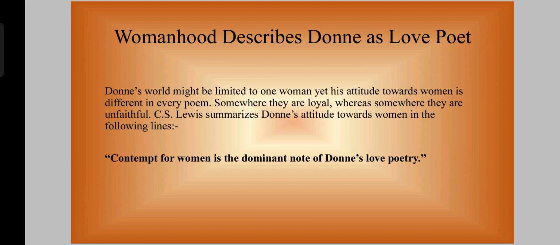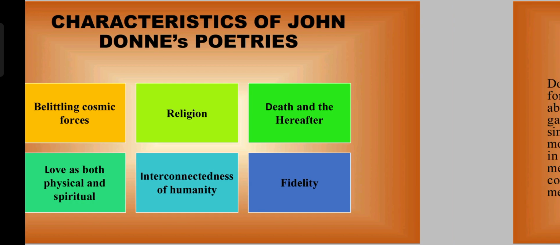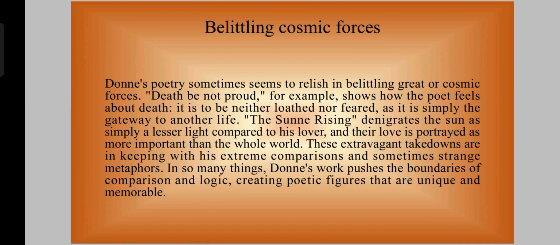Donne's world might be limited to one woman, yet his attitude towards women is different in every poem. Somewhere they are loyal, whereas somewhere they are unfaithful. C.S. Lewis summarizes Donne's attitude towards women in the following lines: contempt for women is the dominant note of Donne's love poetry. Next is characteristics of John Donne's love poetry. So, one by one, we will study all these points. First is belittling cosmic forces.